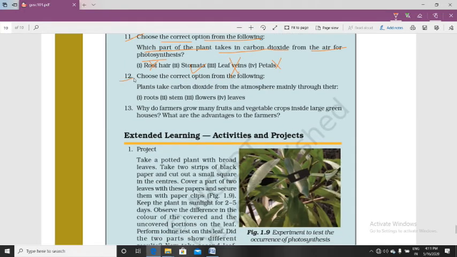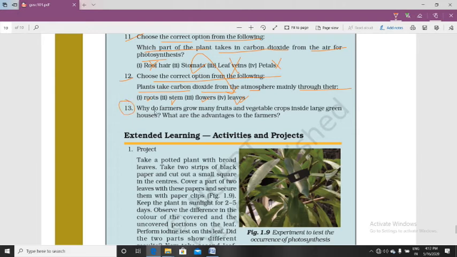Now question number 12. Choose the correct option from the following. Plants take carbon dioxide from the atmosphere mainly through their root, no. Stem, no. Flower, no. Leaves, yes, because stomata are found only in the leaves. So leaves will be the correct answer.